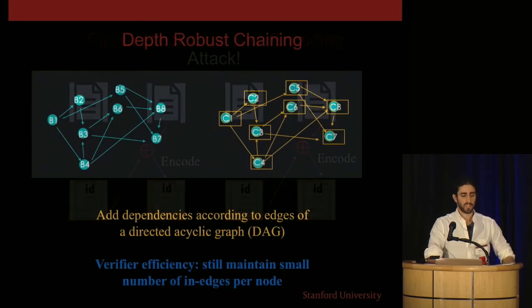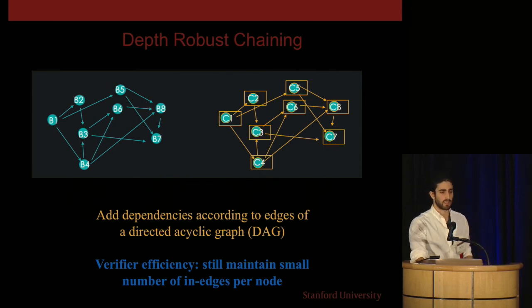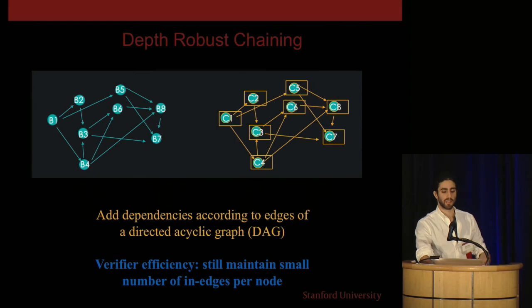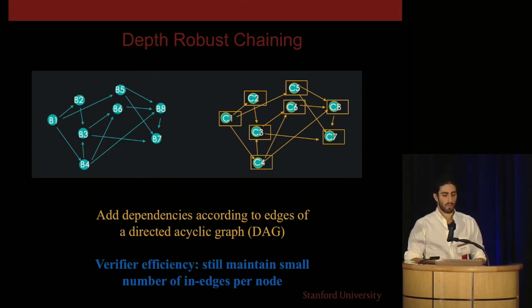So the idea is to improve on this naive way of chaining the dependencies between the encodings of these blocks and to use a much smarter way of chaining them. Not to chain them just linearly in a sequential cipher block chaining mode, but to use what I'm calling a depth-robust chaining.